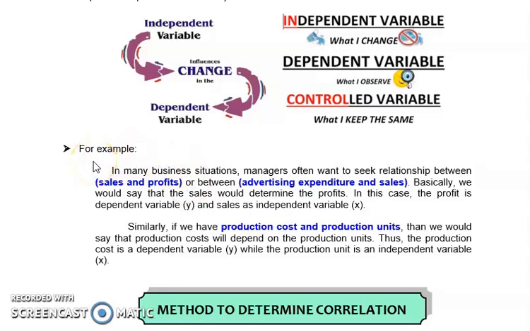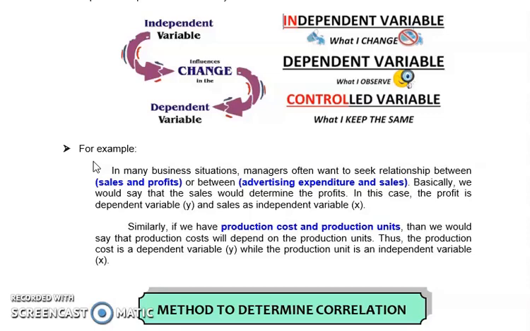So what is the relationship between sales and profit? So we expect that when we do more sales, we will get higher profit. So we expect that there will be a positive correlation. Okay, higher sales, higher profit means that positive correlation. Or between advertising expenditure and sales. So meaning to say that when we spend more advertising, our sales also will be increased.